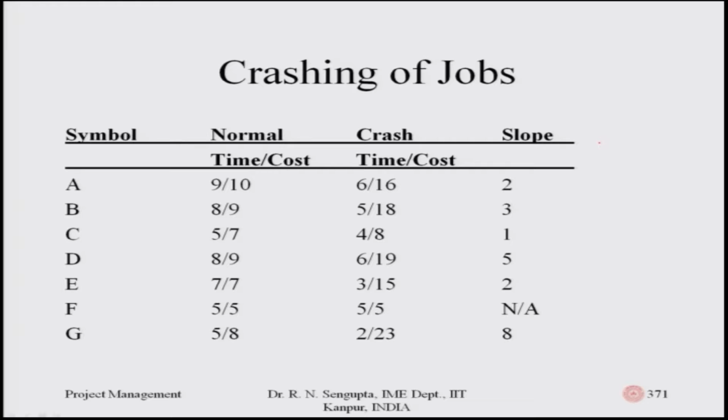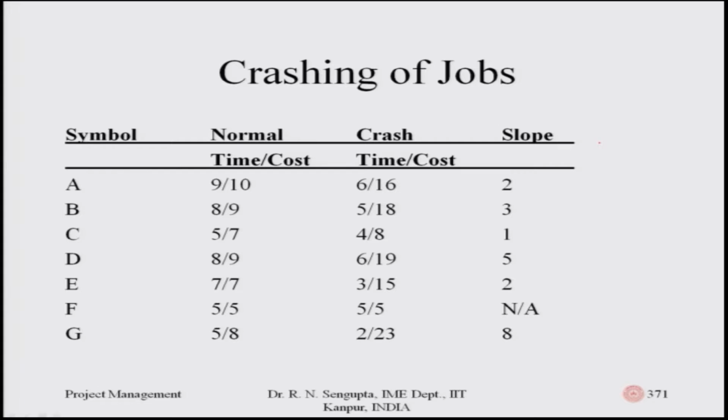So, which means that the normal cost for job A is 10 for a normal duration of 9, and if I crash the job A, which is activity A, to 6 days, the cost is 16. So, I need to find out the slope. The slope is calculated very simply: 16 minus 10, which is 6, divided by 9 minus 6, which is 3. So, 6 divided by 3 is 2.